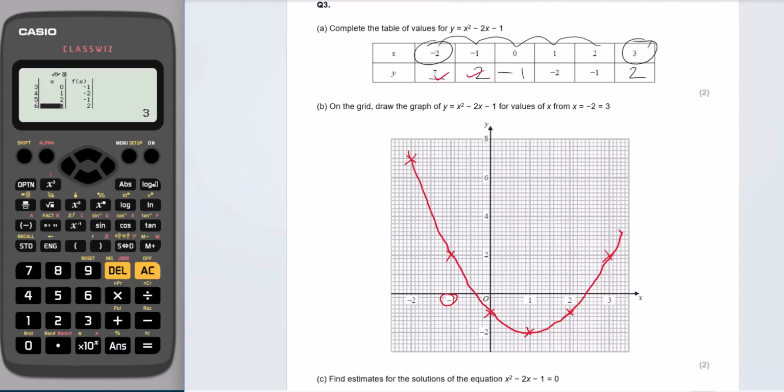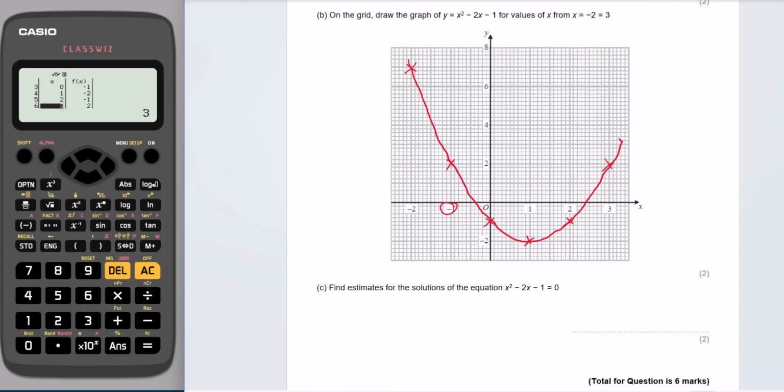Next part of this question is find estimates for the solution of the equation x squared minus 2x minus 1 equal to 0. So this is where the solution lies. One of them is here, and the other solution is here. So over here, the first one you have is minus 0.4, and the other solution is 2.4.